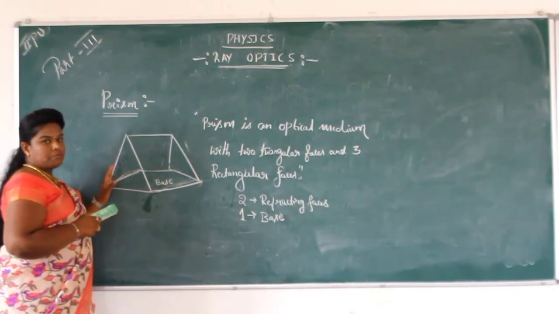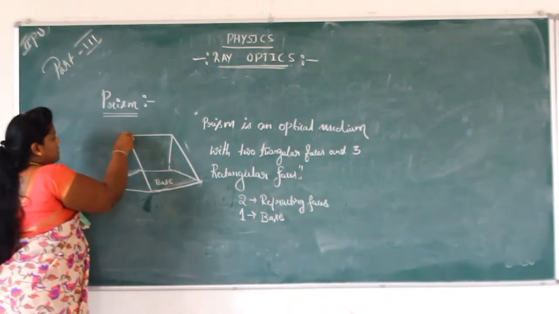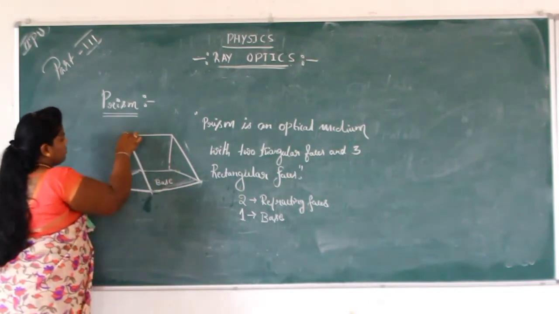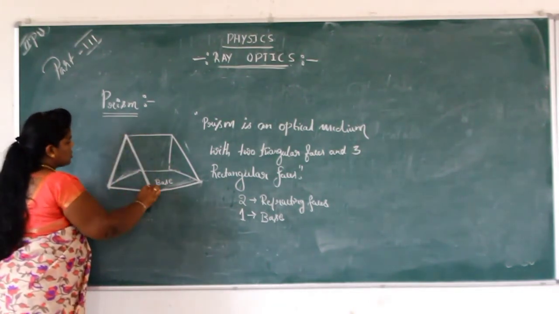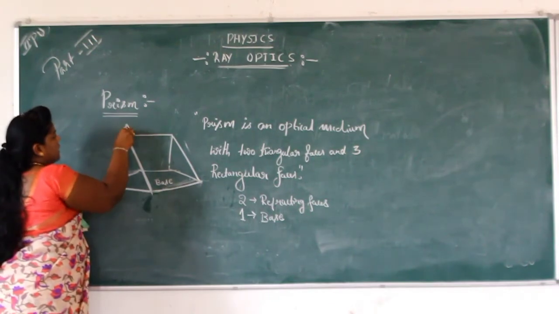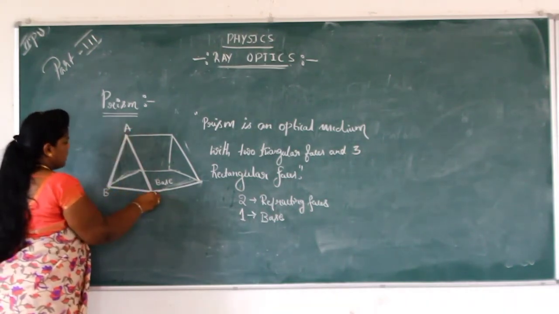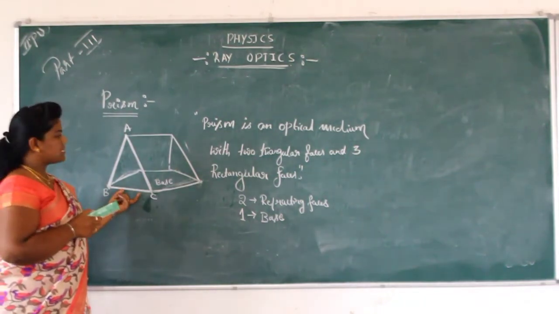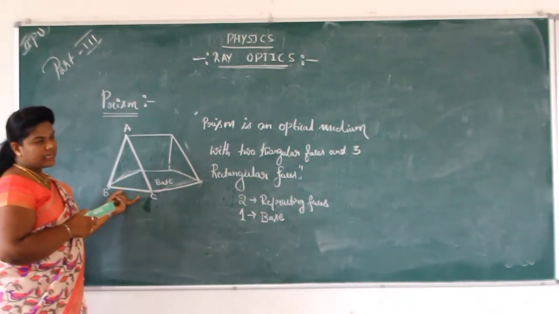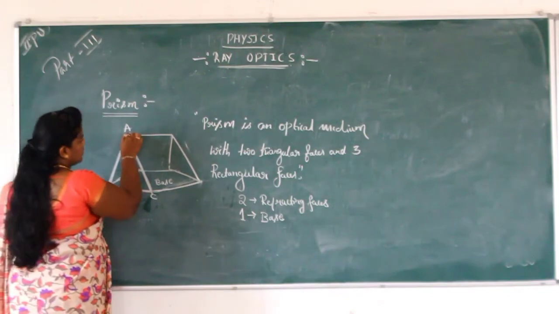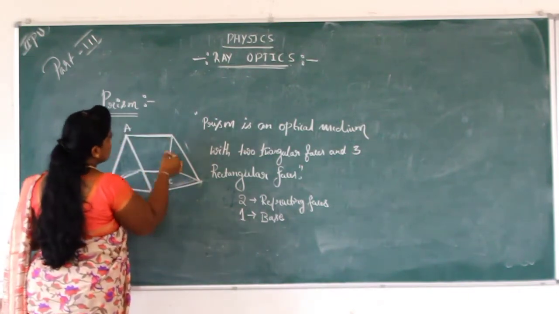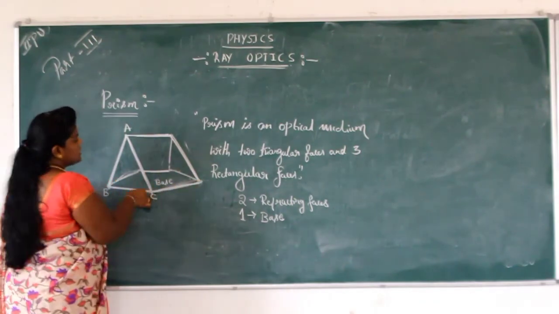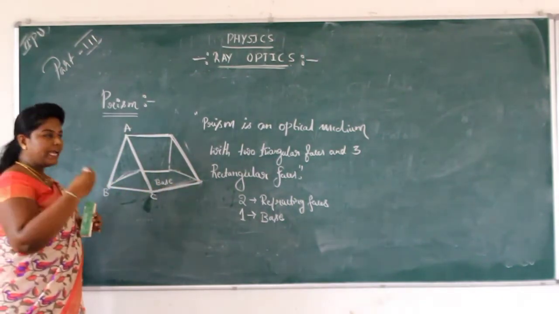You can also observe the section of this prism. This section, by the name A, B, C, which is present here, is called the principal section of the prism. As well as, my dear students, the edges that you are observing here are called refracting edges.